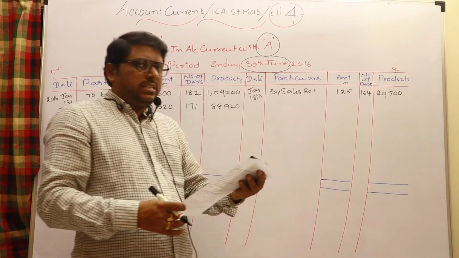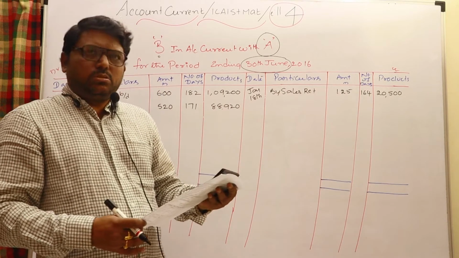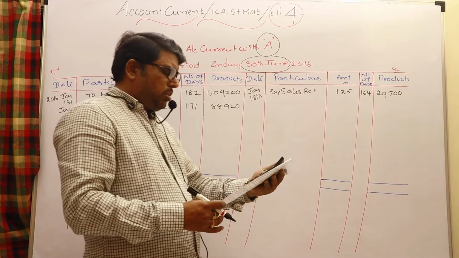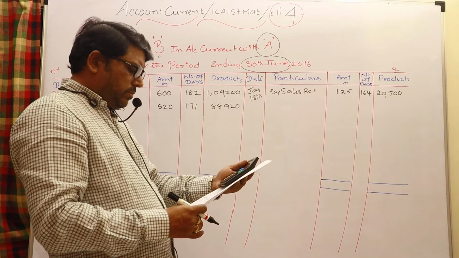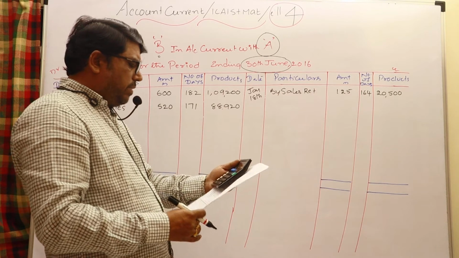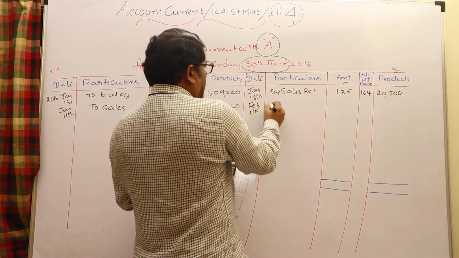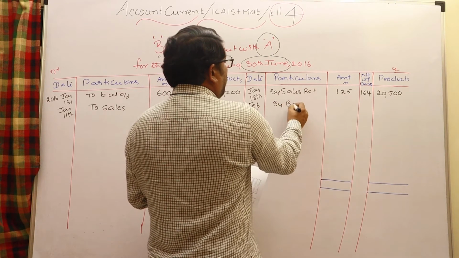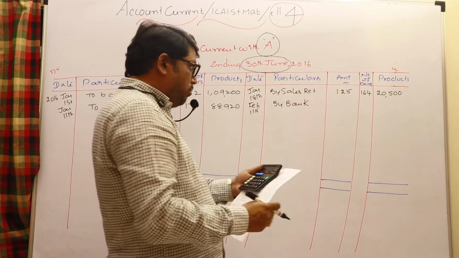Go to the next transaction. February 11th, B paid cheque. B paid cheque means B paid a cheque to us. We received a cheque from B. Entry: bank account debit to B. In B's account, by bank. Sorry, this is February 11th. February 11th, by bank, we received a cheque from B. By bank, amount is 400.